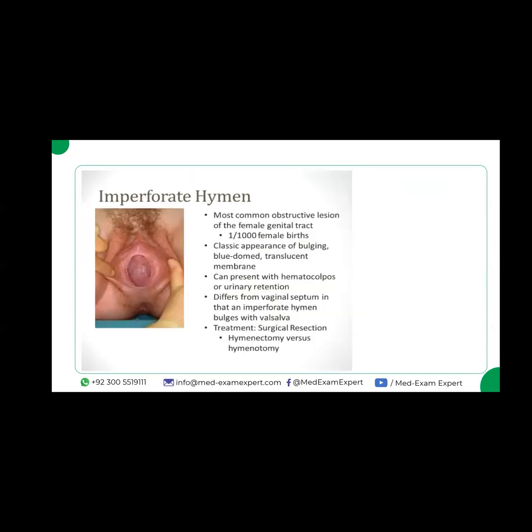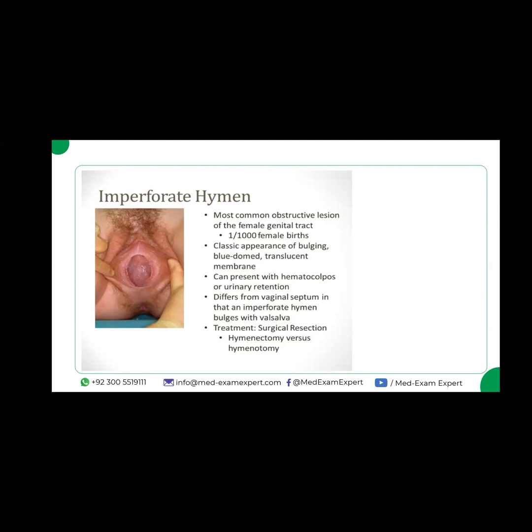The other important cause of primary amenorrhea in a young girl is imperforate hymen. This is the most common obstructive lesion of the female genital tract, and it affects one in 1,000 female births. There is a classical appearance of this condition: a bulging blue dome translucent membrane, and the patient can also present with hematocolpus or urinary retention. It differs from the vaginal septum in that an imperforate hymen bulges with the Valsalva maneuver, and this is the most important point to differentiate it from the transverse vaginal septum.